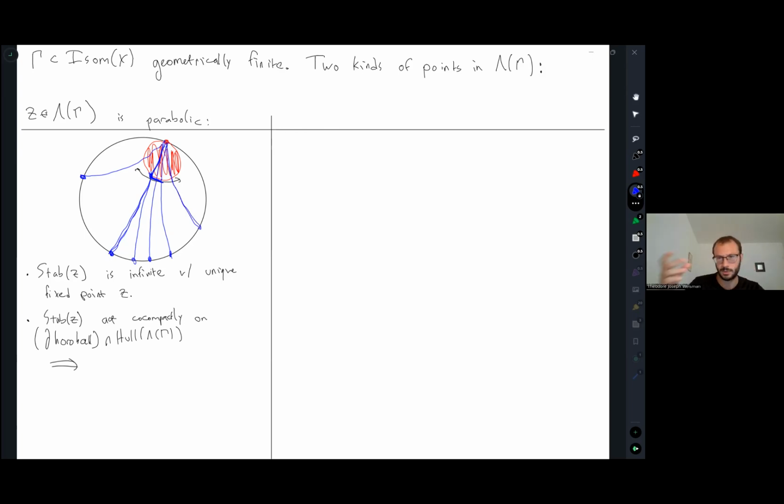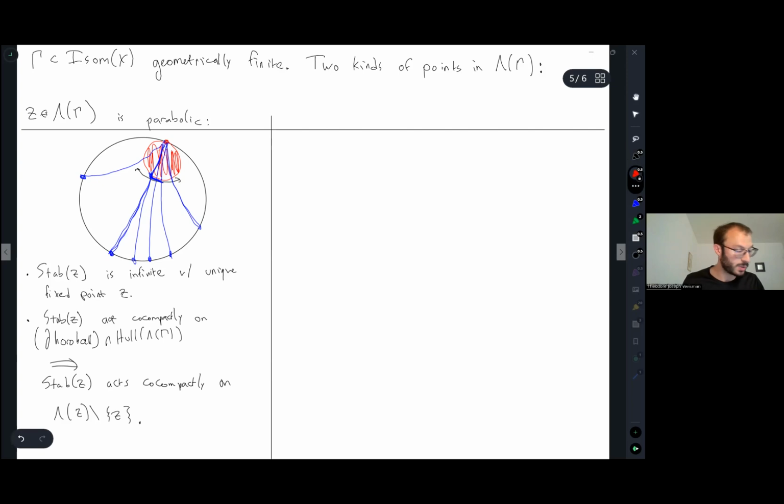I have a kind of coarse equivalence between points on the boundary of the space and points on the boundary of the horoball. So you can actually see, as a consequence of the fact that you have this co-compact action on the boundary of this horoball, you actually get a co-compact action of the stabilizer of z on the limit set minus a point.